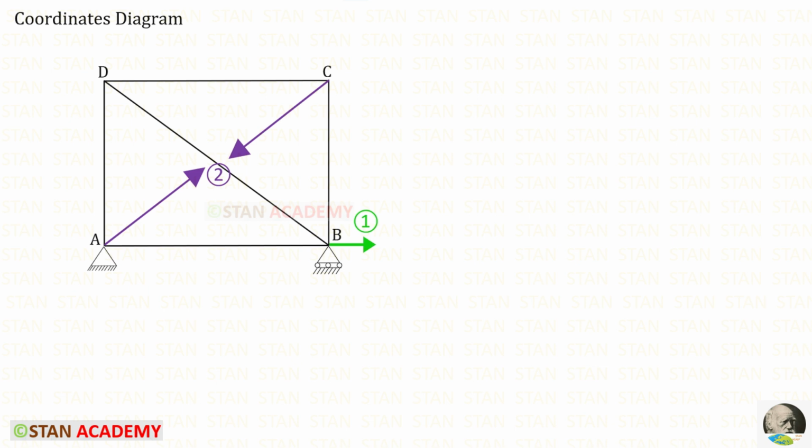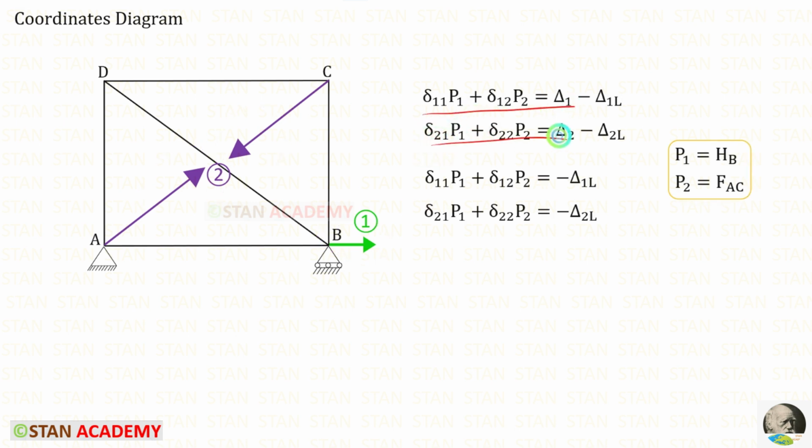Let us assume that HB is acting towards the right side, and let us assume that FAC is tensile. Finally, if we get any negative value, we have to change the direction. We know that these are the 2 equations we are going to use to find HB and FAC. P1 will be HB because that is our first coordinate. P2 will be FAC because that is our second coordinate. In this numerical, there is no external deflection. So delta 1 and delta 2 will be 0. Finally, we will get these 2 equations.